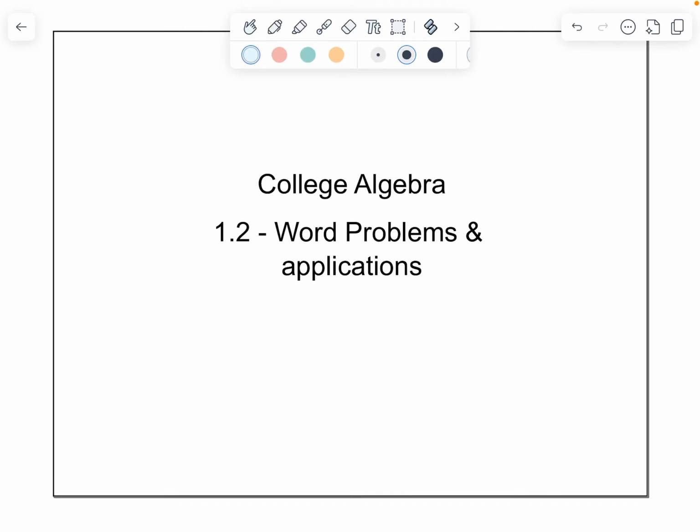We're finally into section 1.2, which is word problems and applications. And we're talking about specifically word problems that have to do with linear equations. So hopefully all of ours will have a linear equation today. Math doesn't live in a vacuum. We're not just trying to solve math problems just to solve math problems. We are trying to apply them to the real world somehow.